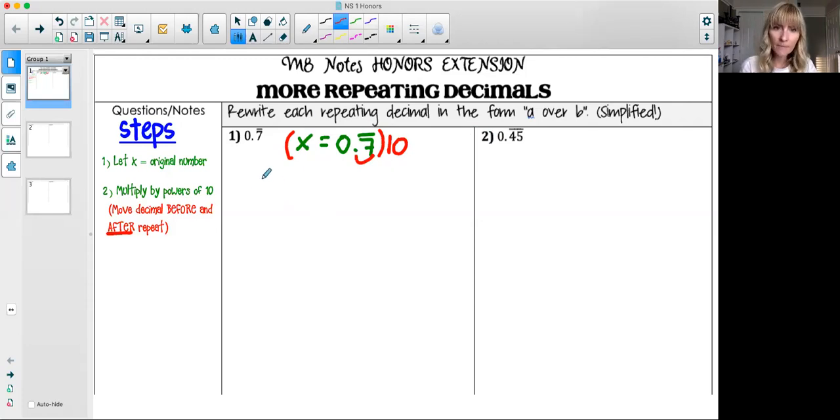So watch what happens. This becomes 10x equals. Now, if I times by 10, I've now moved that 7 over to the ones place. And what's after the ones place? Well, a whole bunch more 7s because it's repeating, right? So now I still have 0.7 repeating here. I've just moved the decimal so that it's now after the repeat. I times everything by 10.